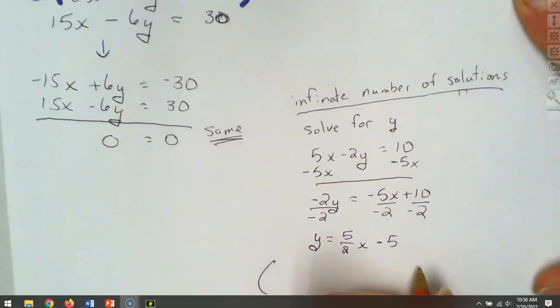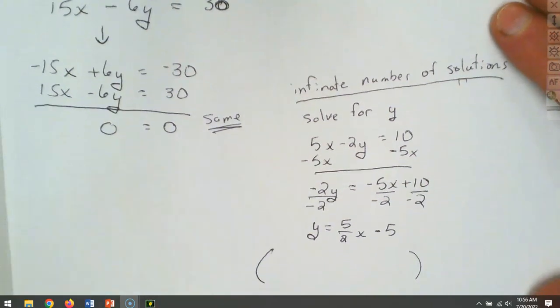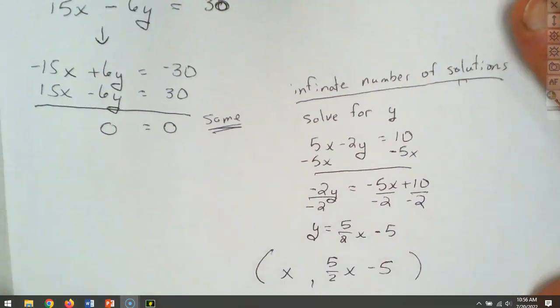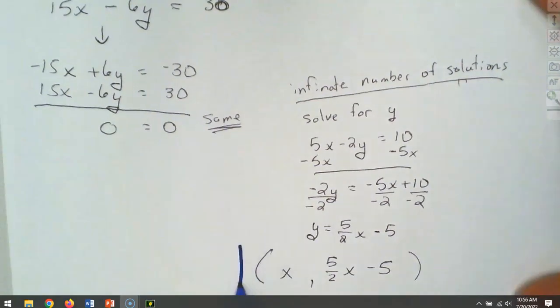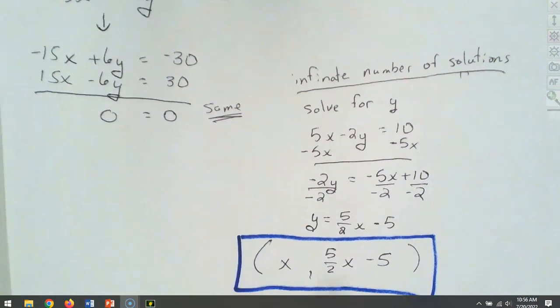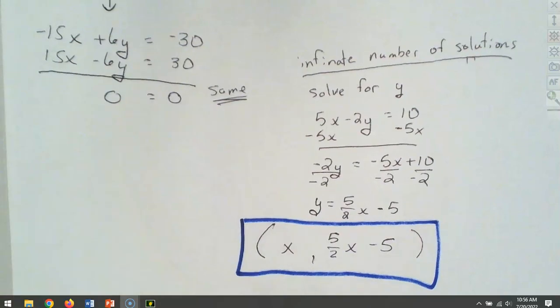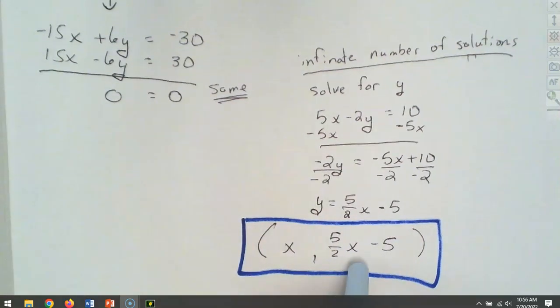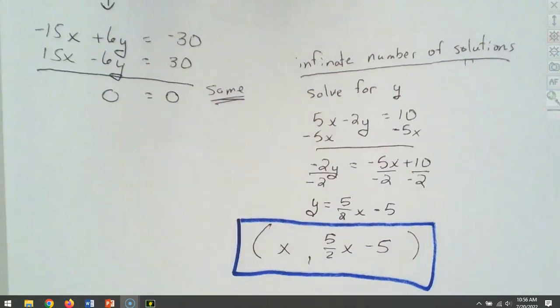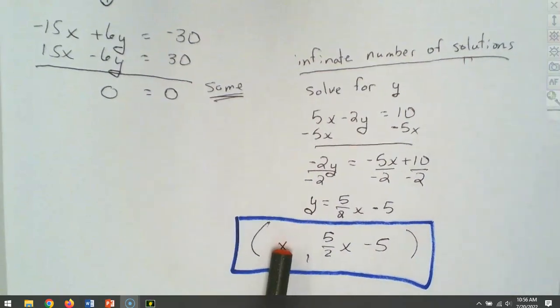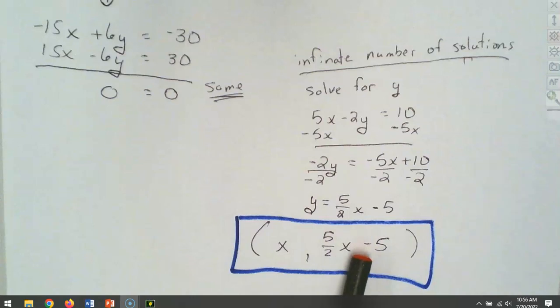And how you write your answer is this. X is arbitrary, so x is itself. And y, what is y? 5 halves x minus 5. Because what this is saying is that these are the same and this is your line. If you took either one of these and you solved either one of them for y, you would get that line equation. So it's saying that these are exactly the same, and there's the line that goes with it. So x is arbitrary, but everything that's on that line is a solution.